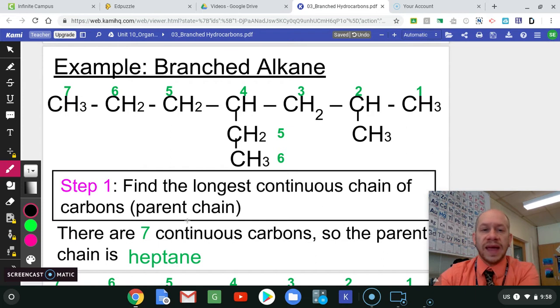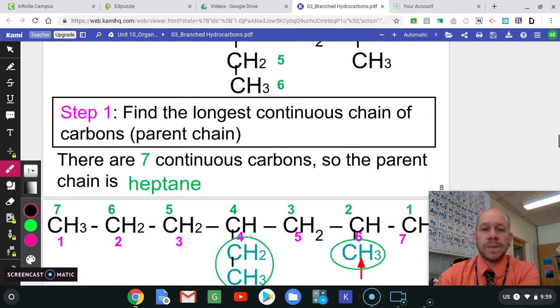Step 1 is find the longest continuous chain of carbons. In this case, 1, 2, 3, 4, 5, 6, 7 is the longest continuous chain because 1, 2, 3, 4, 5, 6 is shorter. So the longest continuous chain, in Table P, you'll see 7 carbons is hept. And because it's all saturated, there are no double or triple bonds. It's an alkane, so it's heptane. That is the parent chain.